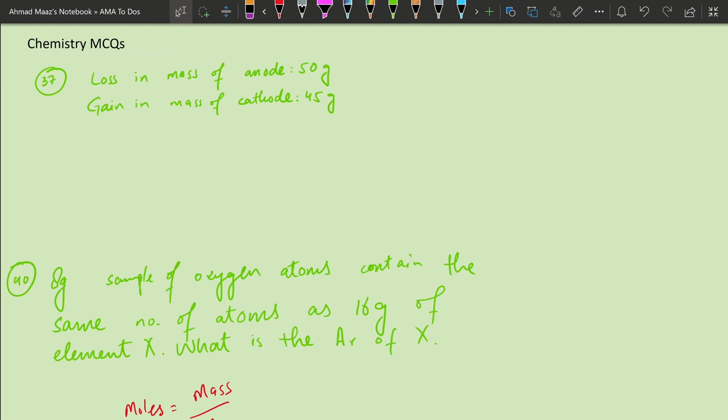Okay, here are the few questions that you guys asked me to solve from the MCQs. Alright, question number 37. It says that the loss in mass at anode is 50 grams, whereas the gain in mass at cathode is 45 grams.